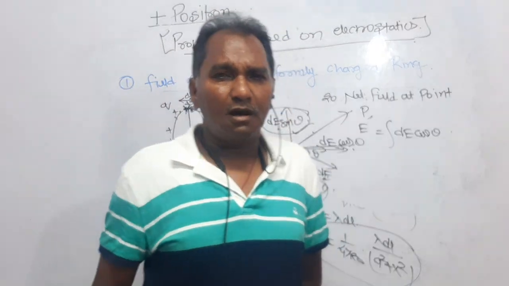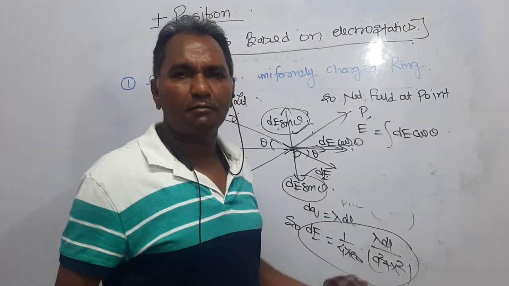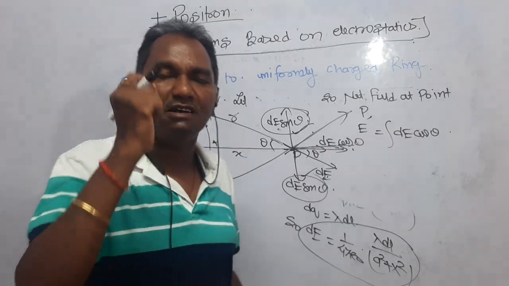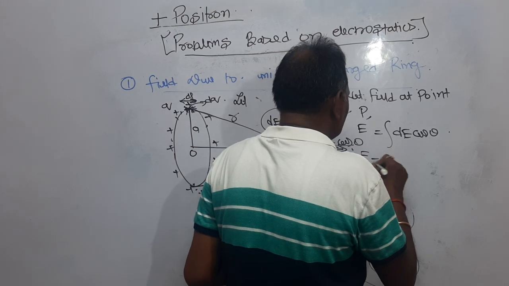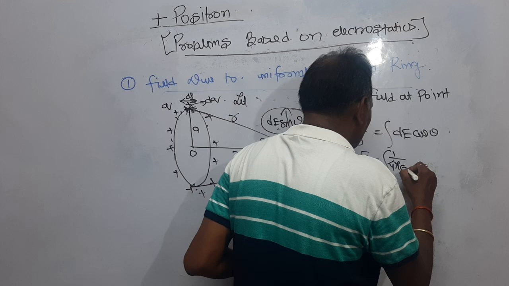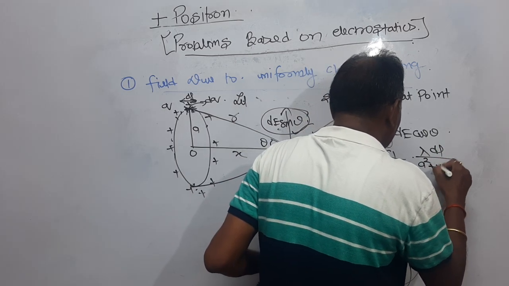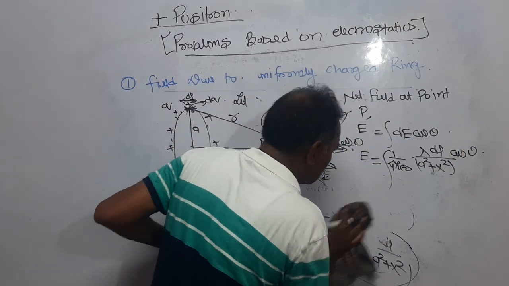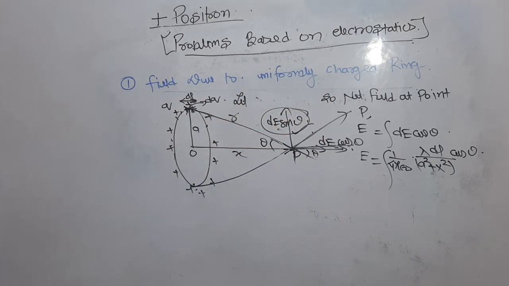Now, what we wanted we have got, right? That is our problem. We have to find the field due to the whole ring, whether the strip is in the upper half or in the lower half. Now, E is equal to integral dE. I am replacing the value of dE, that is 1 upon 4 pi epsilon naught lambda dl upon a square plus x square, cos theta. I am very sure you people must be following. Let me check. Can you see the board?